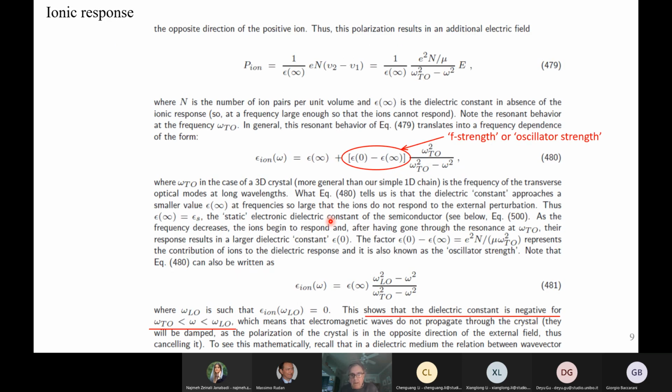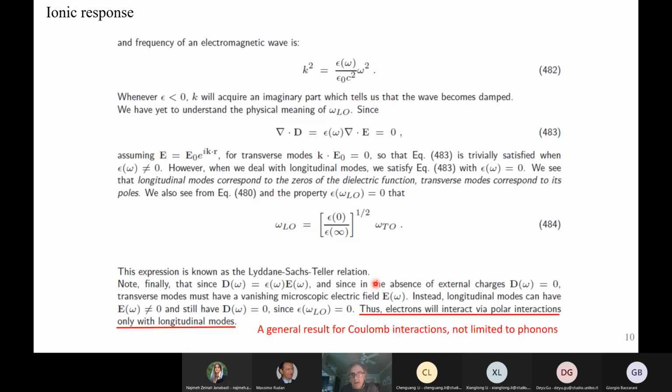So we can write this expression in these terms by solving, setting epsilon ion of omega equals to 0. The omega at which this occurs is, by definition, the frequency of the longitudinal optical phonon. So we can write the dielectric function due to the ionic response also in this form. These two are equivalent, and the omega LO is expressed in terms of the omega TO via the Lyddane-Sachs-Teller relation.